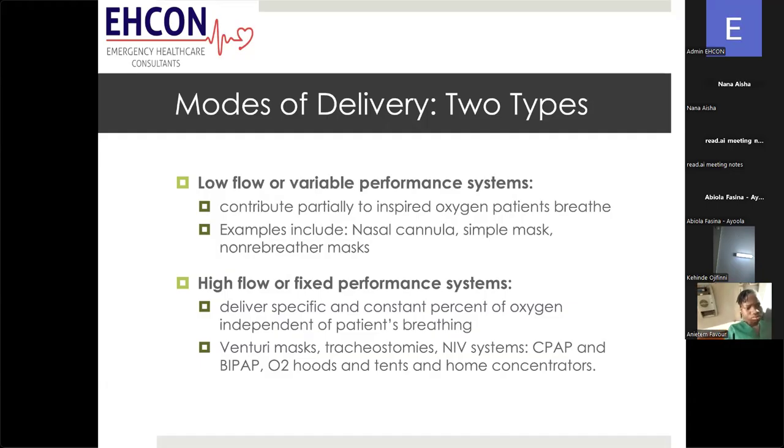Then we have the high flow or fixed performance systems. These deliver specific and constant percentages of oxygen independent of all of those factors I just mentioned. Good examples are Venturi masks, tracheostomies with a trach collar, and non-invasive ventilation systems like CPAP and BiPAP, where you're setting a particular PEEP and a particular FiO2, delivering oxygen at a fixed rate each time. In pediatrics, we're thinking of O2 hoods and tents, and home concentrators are also in this category.